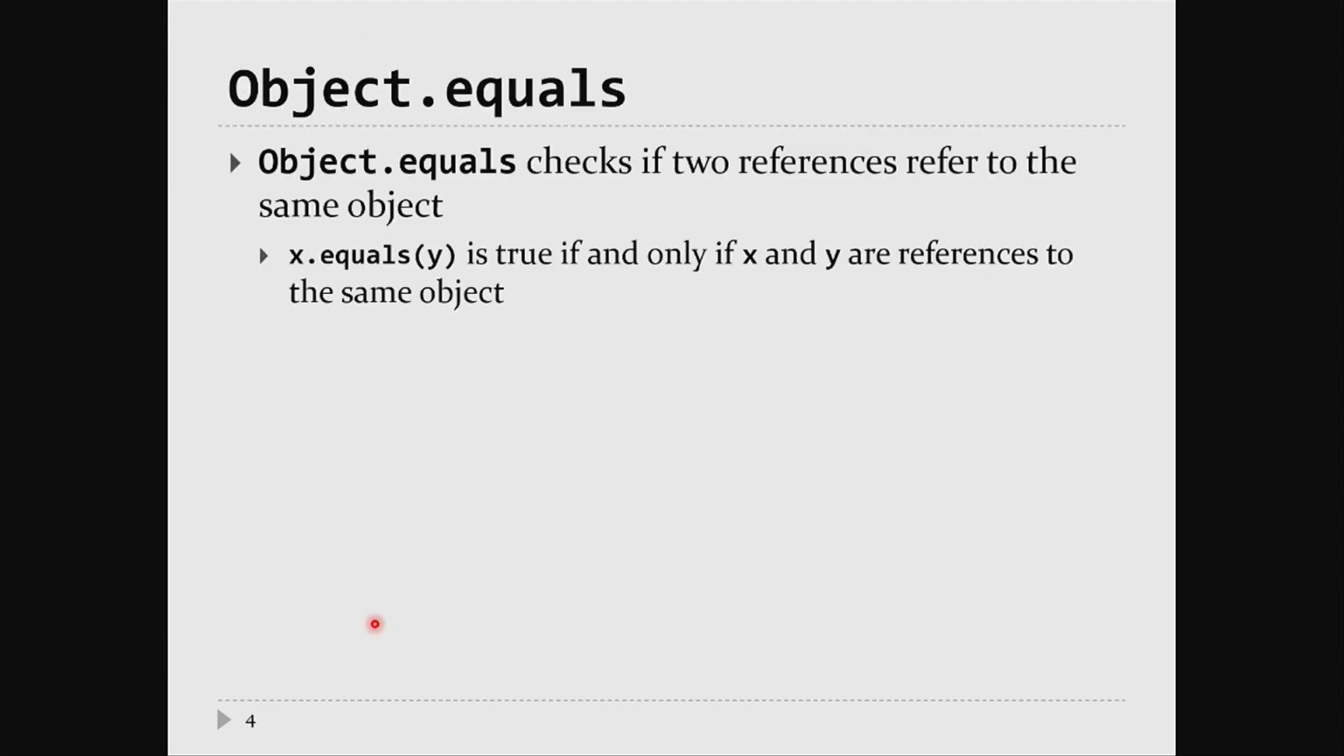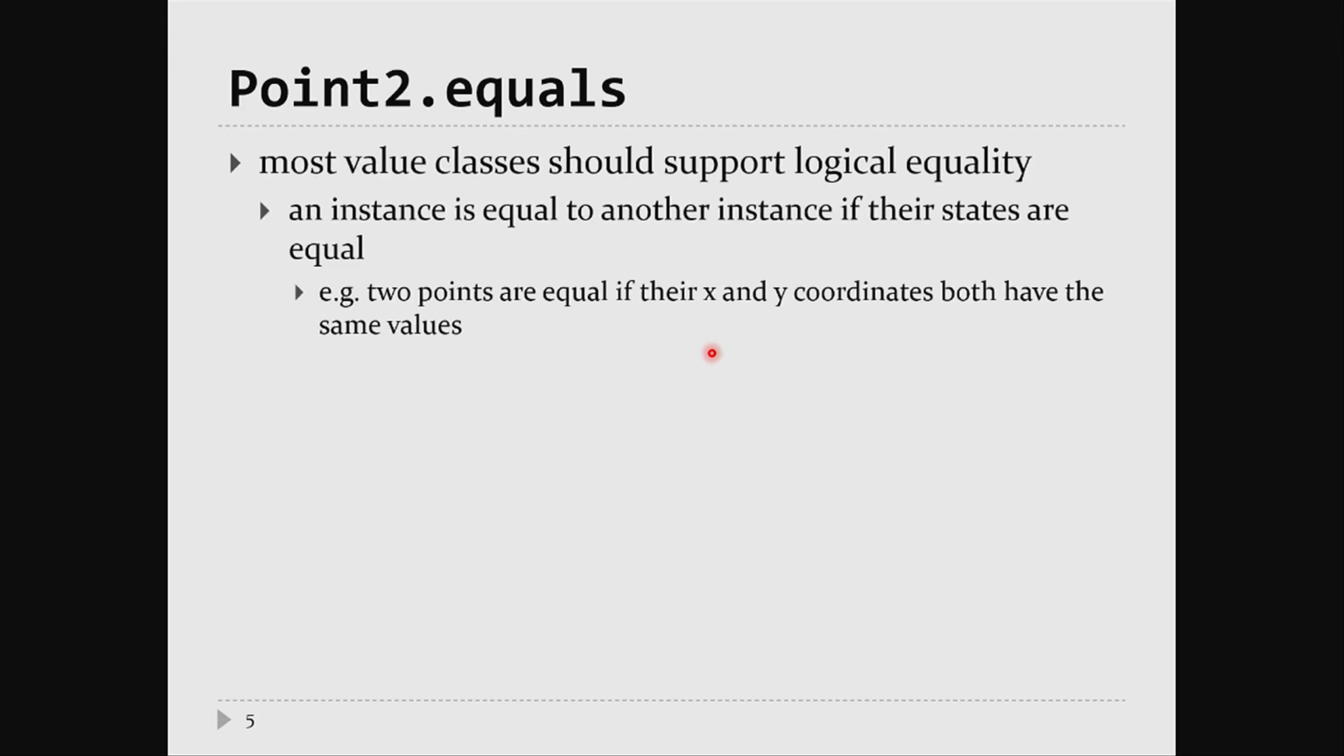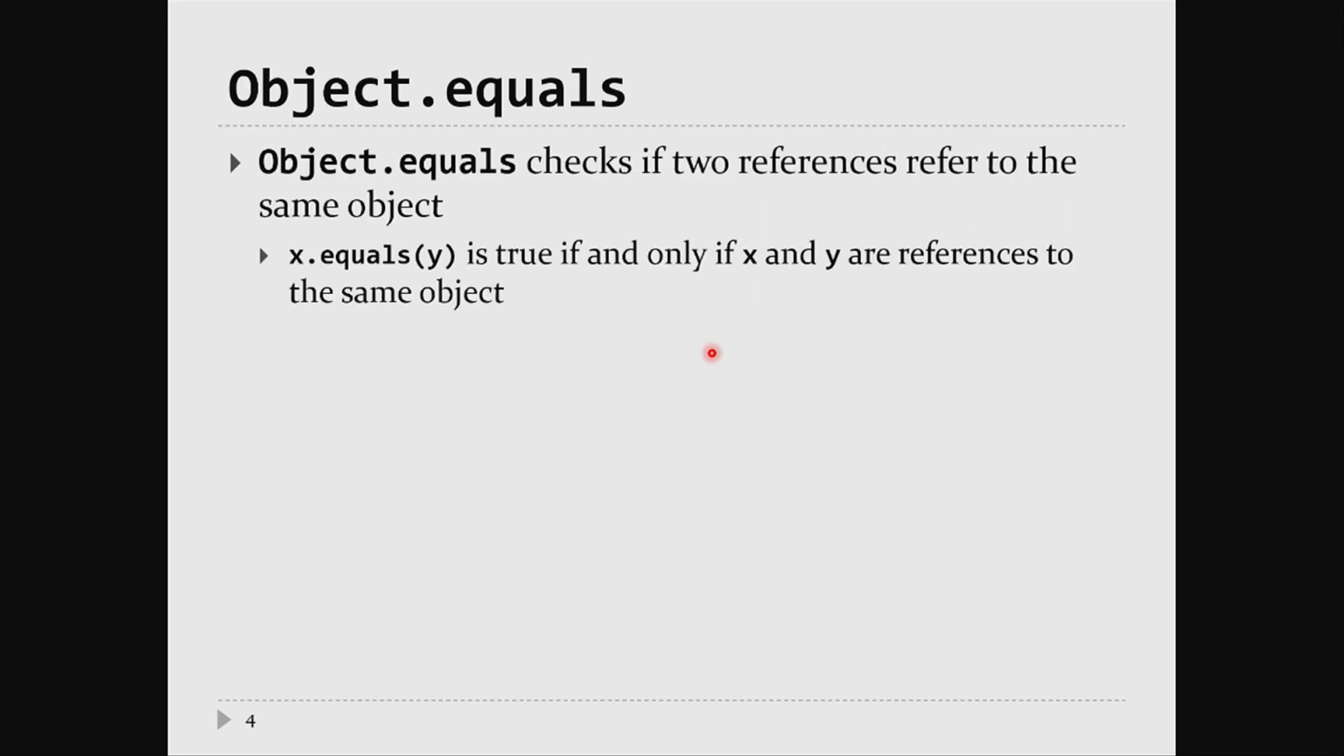So what you get from Object, the Object version of equals, checks if two references refer to the same object. That's what it does. It's the same as the is operator, which I think is is in Python if you've used it. So x.equals(y) is true if and only if x and y are references to the same object. What that also means is the following.